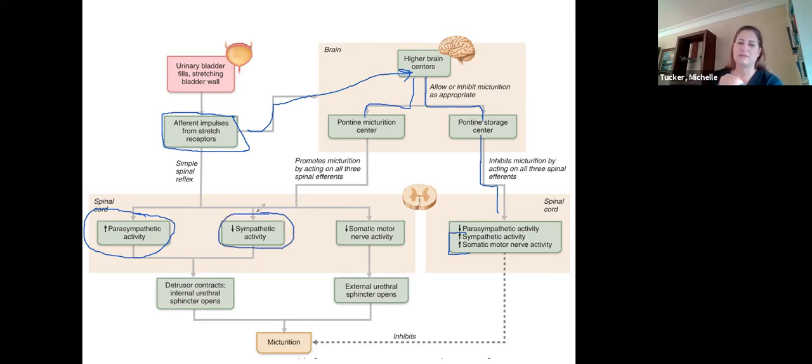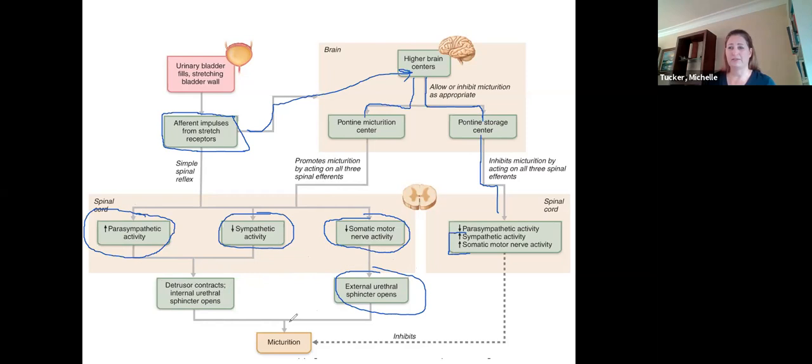It will also inhibit sympathetic activity. And then now there's also the decision that yes, we're going to go to the bathroom. So sympathetic motor nerve activity decreases, allowing the external sphincter to open. So we have an open internal sphincter because of this increase in parasympathetic, and opening the external sphincter because of a decrease in motor activity. And then the bladder will contract and urination occurs.